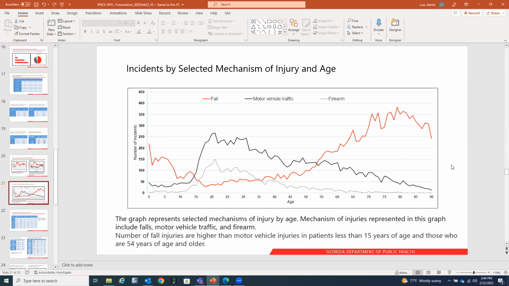This figure shows the incidence by selected mechanism of injury and age. The red shows the fall injury. The black shows the motor vehicle traffic injury. The gray shows the firearm injury. And from this figure, we can find that the number of fall injuries is higher than motor vehicle injuries in patients less than 15 years of age and those who are 54 years of age and older.